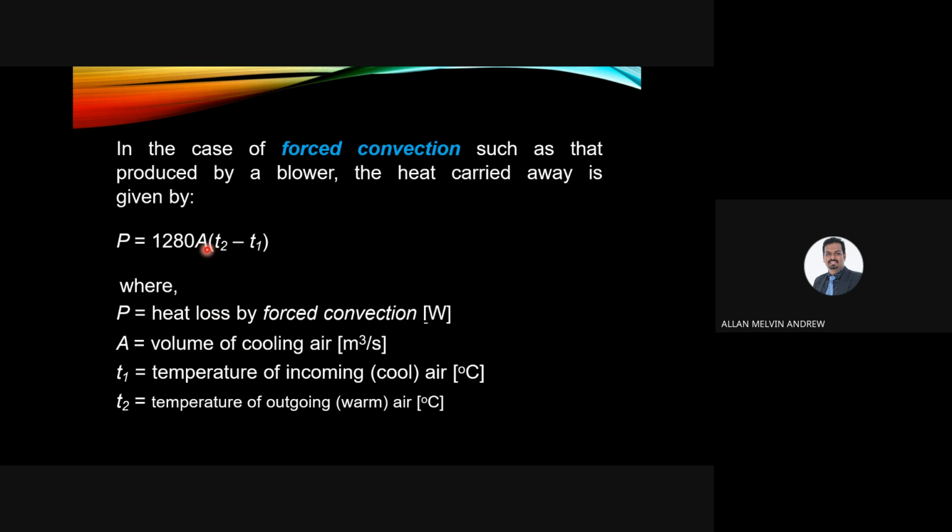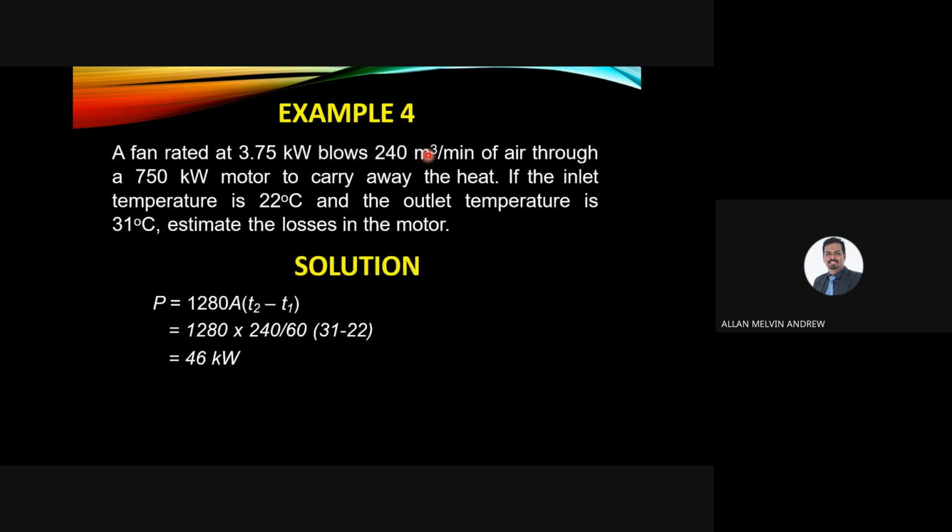Okay, so you can see A is the volume of the cooling air in meter cube per second. Here it is given as 240 meter cube per minute. So what you need to do is, in 1 minute you have 60 seconds, so you divide by 60. Okay, so T2 minus T1 is 31 degrees Celsius minus 22 degrees Celsius. So once you solve, you get the losses in the motor is 46 kilowatt.